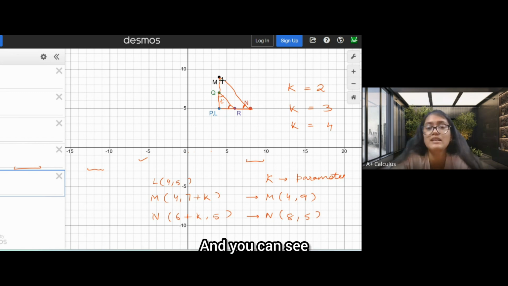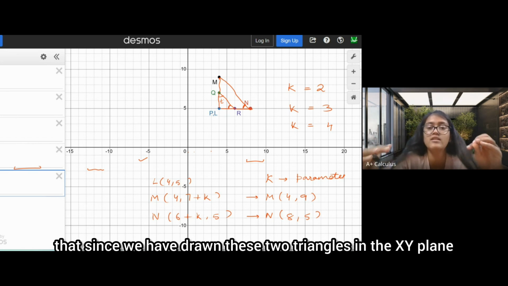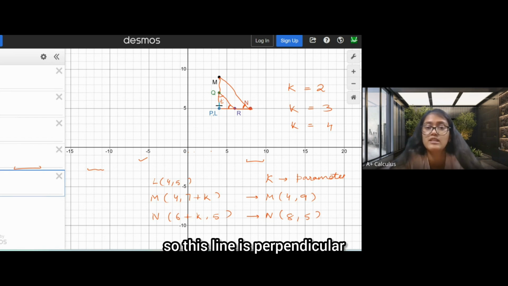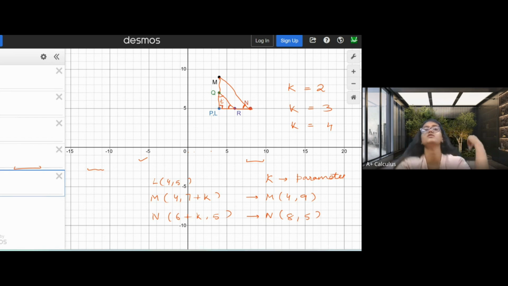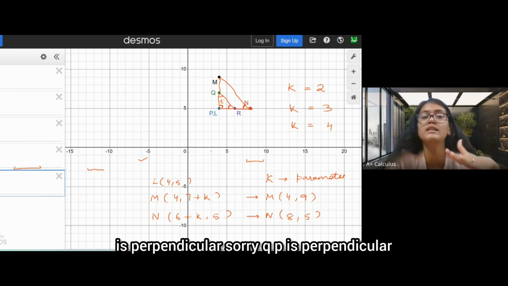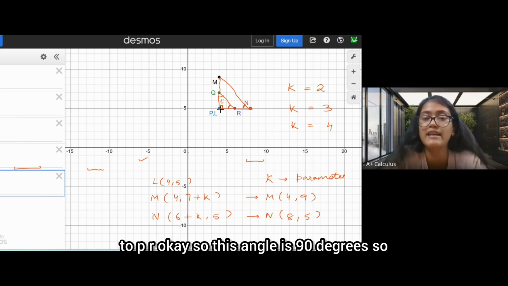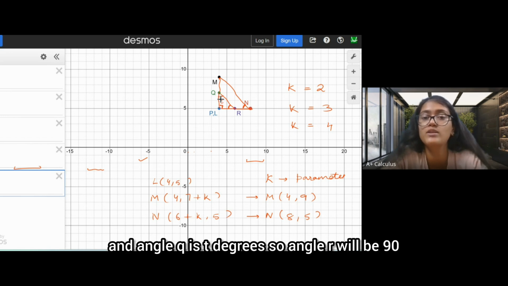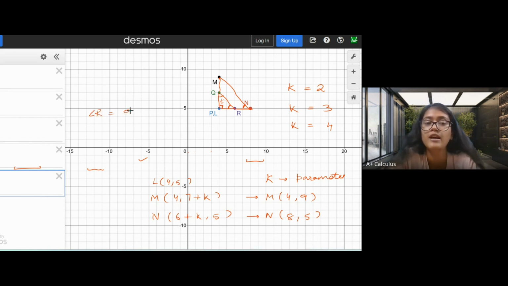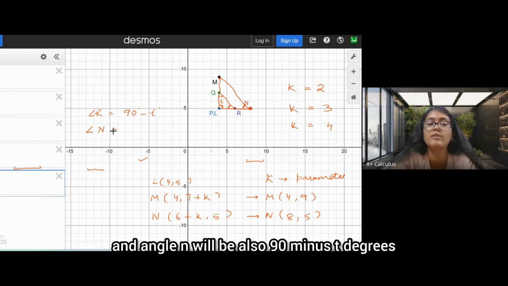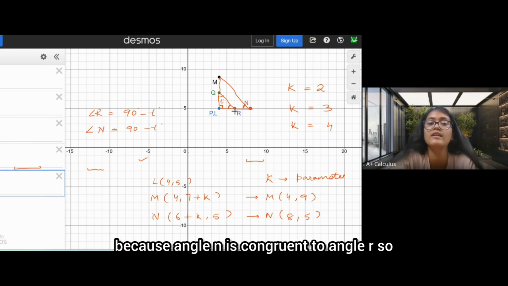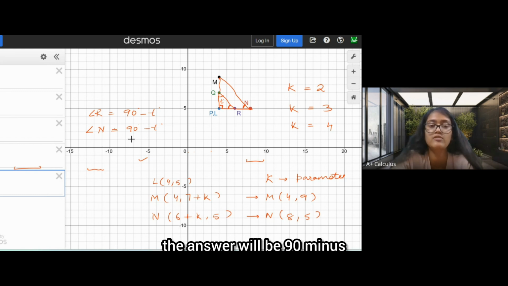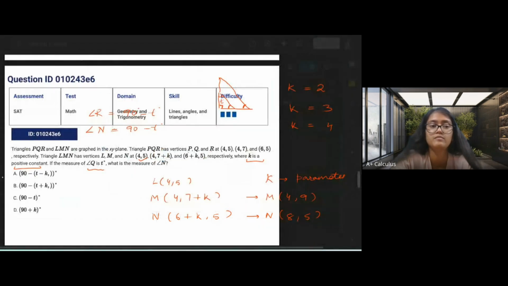And you can see that since we have drawn these two triangles in the XY plane, in the coordinate plane, this line is perpendicular. So QP is perpendicular to PR. So this angle is 90 degrees. So if this angle is 90 and angle Q is t degrees, angle R will be 90 minus t degrees, and angle N will also be 90 minus t degrees because angle N is congruent to angle R. So the answer will be 90 minus t, which is answer choice C.